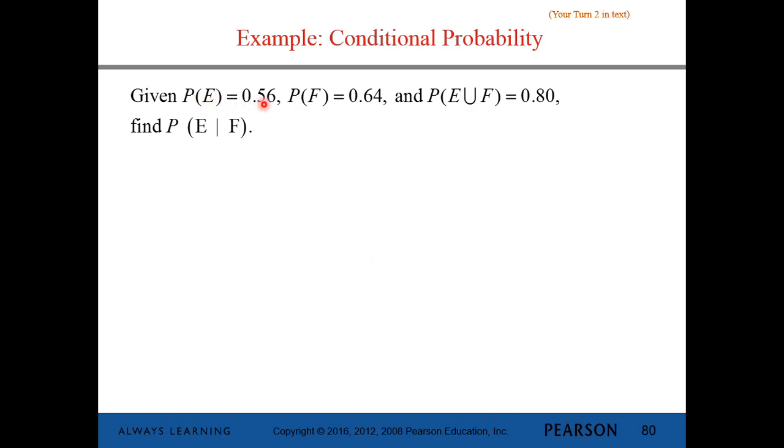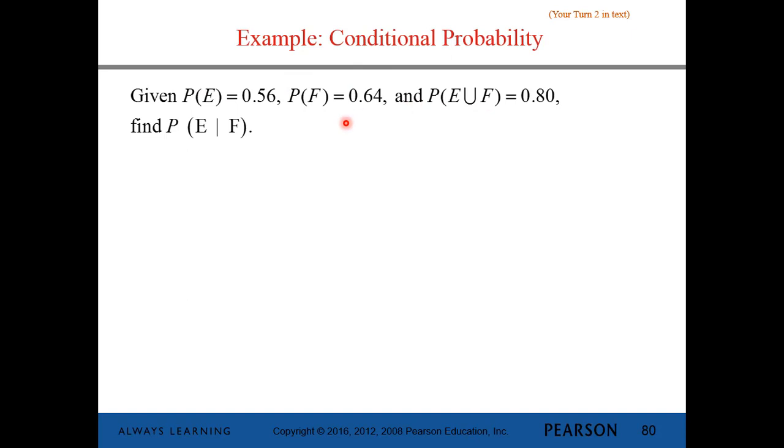So the probability of E is 0.56, the probability of F is 0.64, and the probability of E or F is 0.8. Now find the probability of E given F. The probability of E given F is the probability of E and F divided by the probability of F. We've got the probability of F, that's fine. But what about the probability of E and F? We don't have E and F.